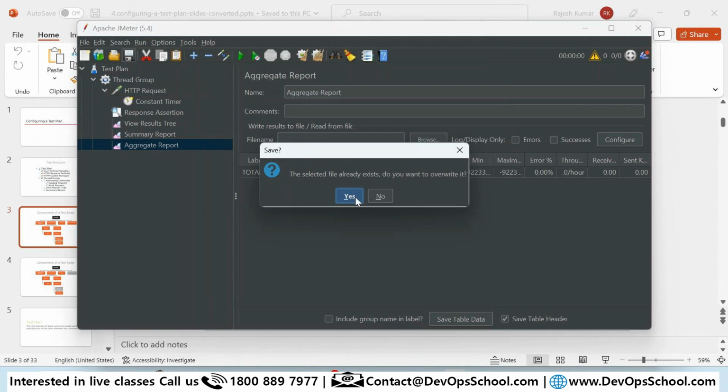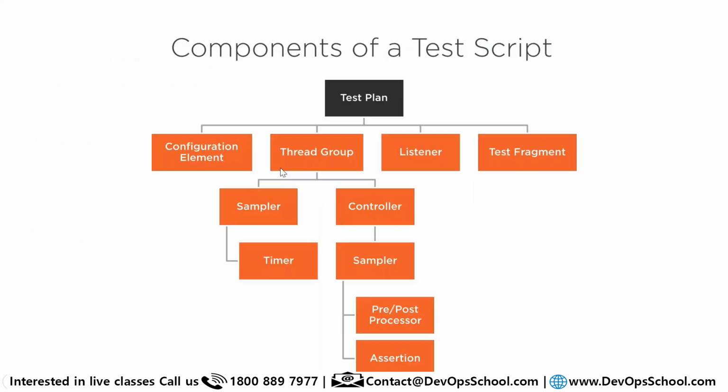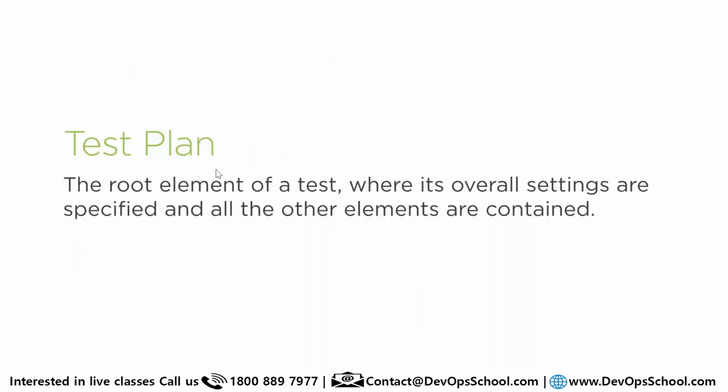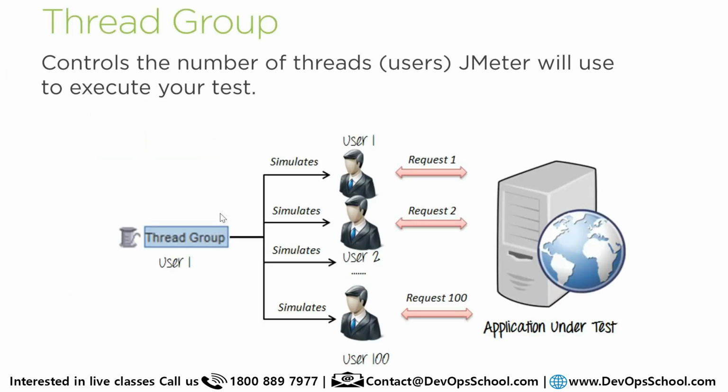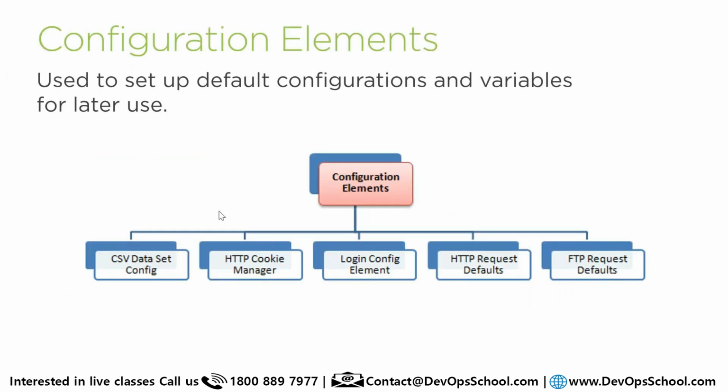Now let's recap the stuff. In the configuration element, you can pass the user ID and password, some variables and values like that. What is the root, the test plan? The test plan is the root element of the test, where its overall settings are specified and all other elements are contained. Thread group is equal to the number of users which you set up. Configuration elements are where you can set values and variables, which you can use later anywhere, as many times as you want. Different types of variables you can add in the configuration elements.